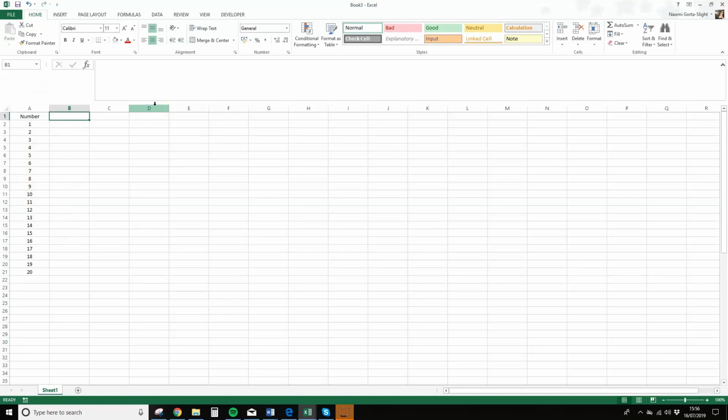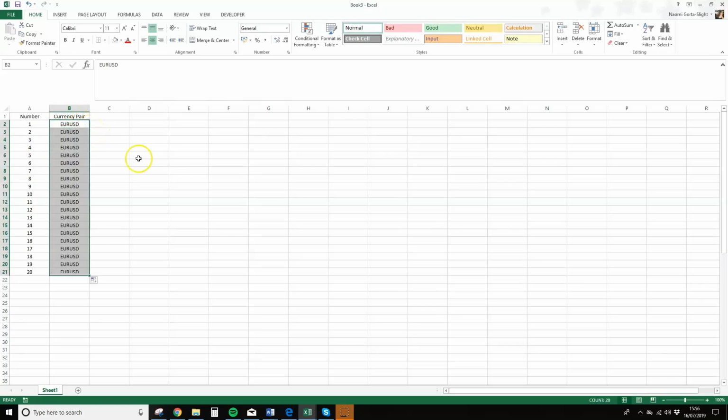So next I've got my currency pair. Nice and clear. Let's say we're testing euro dollar. Put that in there. Click on this, hover over, and then double click, and it will populate those cells for you.